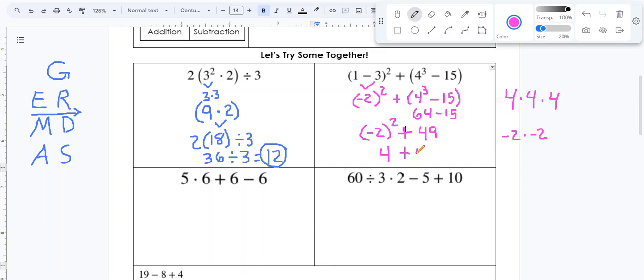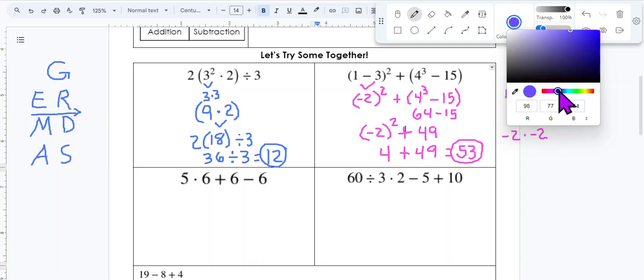And then I can just bring down my plus 49. And then 4 plus 49 is my last step. 4 plus 49 gives me 53. So my answer would be 53. And I'm all done. All right, let's do another one.